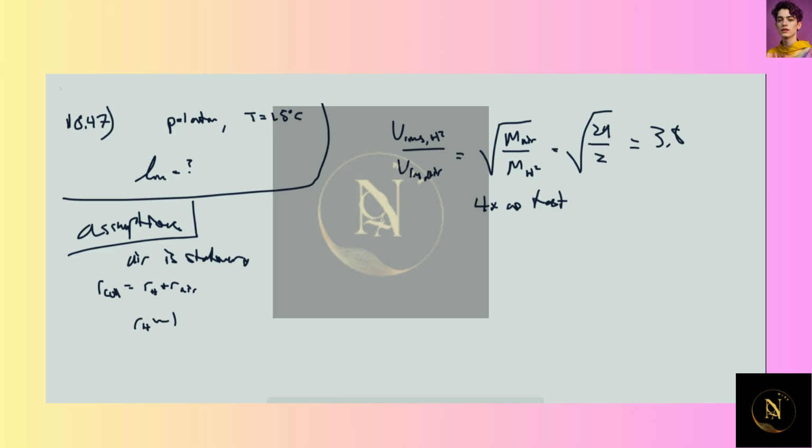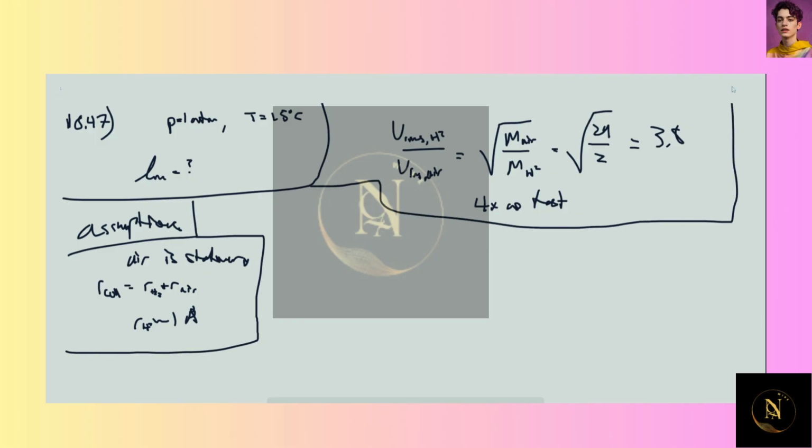And we also assume that the radius of H2 is roughly 1 angstrom, because the radius of the hydrogen atom itself is roughly 1 angstrom. Okay, so these are the assumptions we're going to make. This helped us make the assumptions.